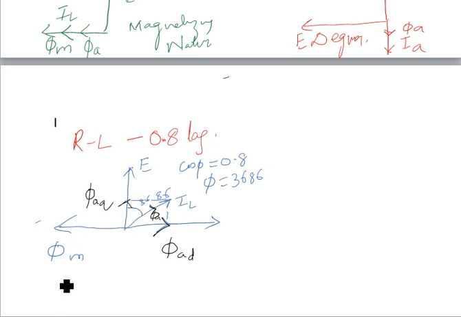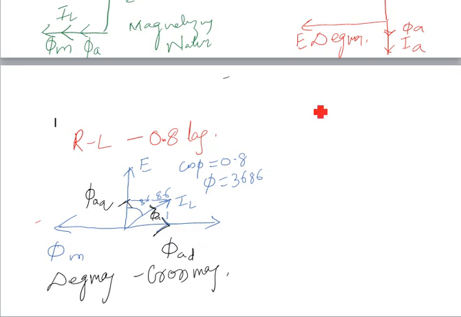So I can say that for RL load, it has both demagnetizing and cross magnetizing. Let us see what will happen for the motor case.